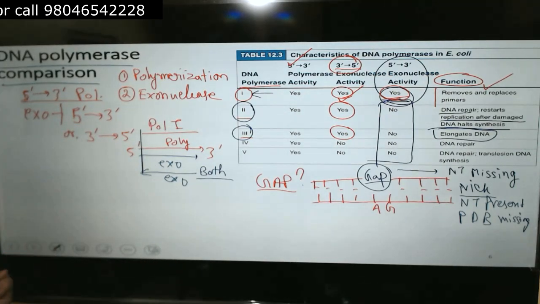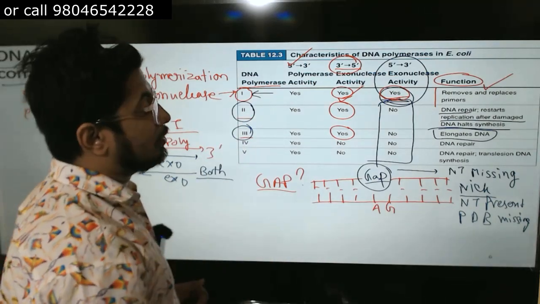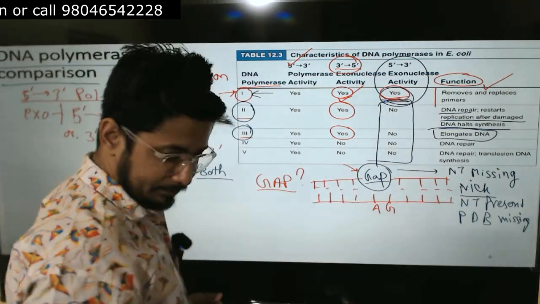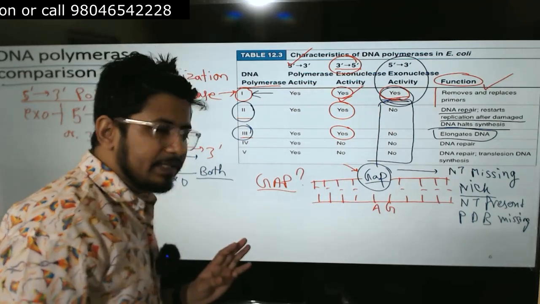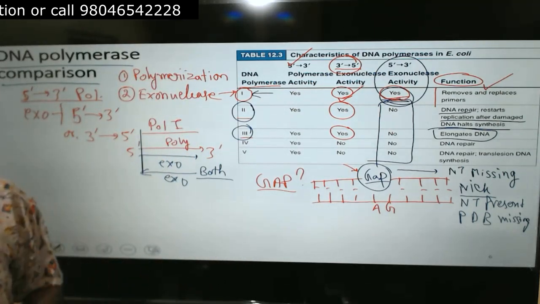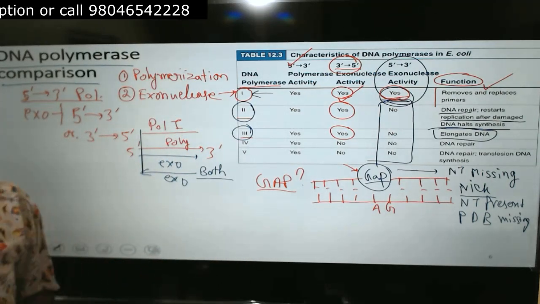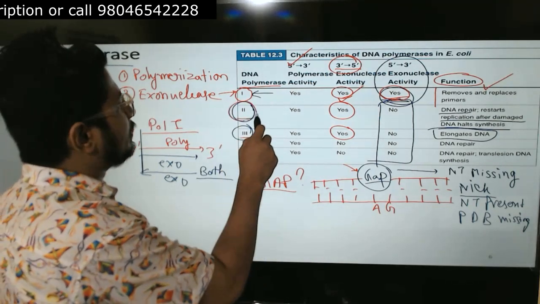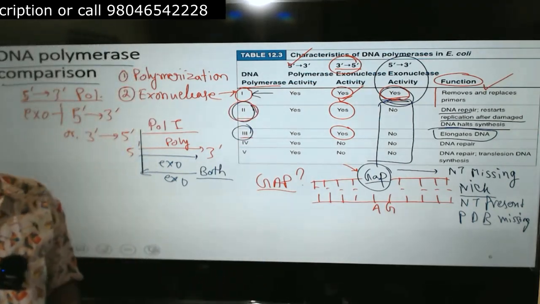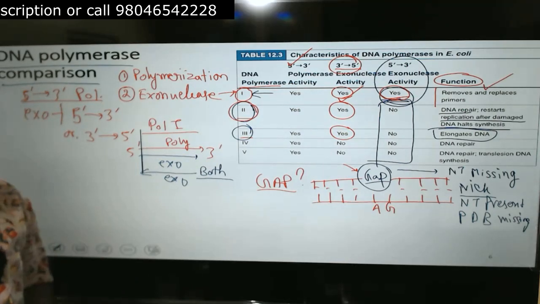And in prokaryotes, polymerase 1 is used to fill the gap. Nicks can never be sealed by polymerase. They can only be sealed by ligase with ATP. And polymerase 2 is used as a repair mechanism, a polymerase for the DNA repair mechanism.